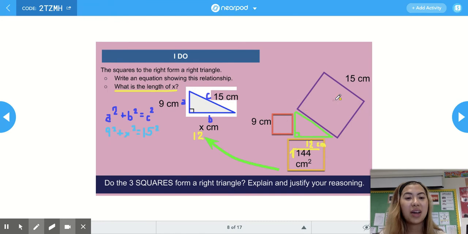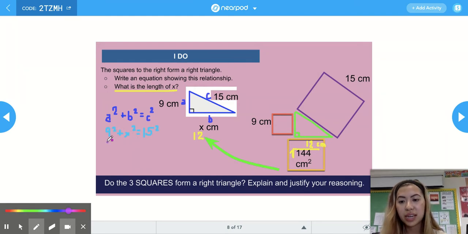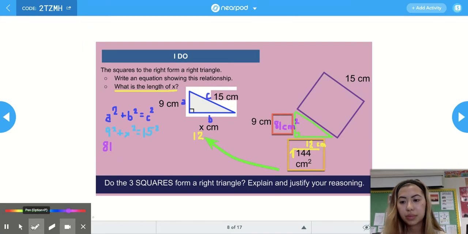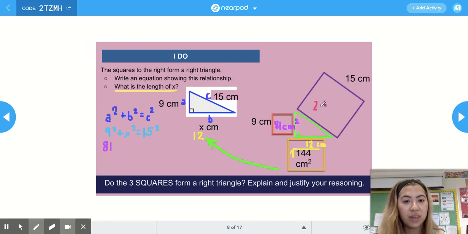But if I wanted to find the areas of this orange triangle as well as this purple triangle, I would multiply 9 times 9, or find 9 squared. 9 squared is 81. And because it's 9 centimeters times 9 centimeters, it's 81 centimeters squared. Then over here I have 15 times 15, which is 225 centimeters squared.